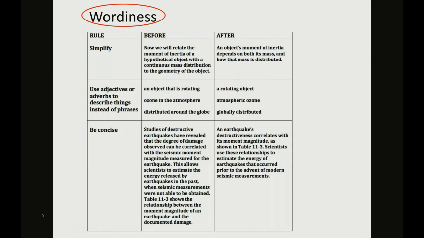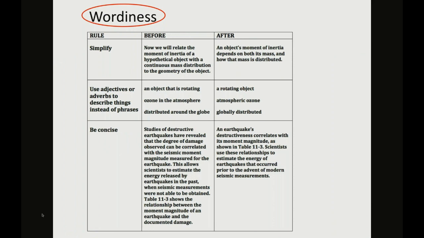Second, use adjectives or adverbs to describe things instead of phrases. So instead of an object that is rotating, say a rotating object. Instead of ozone in the atmosphere, say atmospheric ozone, and so on. Third example, just be concise.